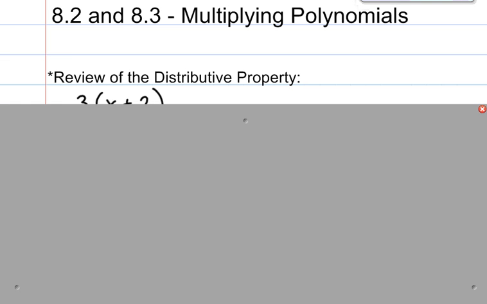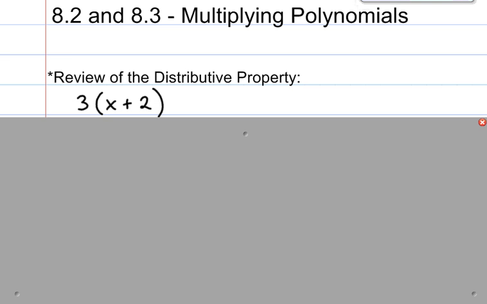When we multiply polynomials, I first want to review the distributive property. We've learned this before, so we've actually multiplied polynomials before. We're just going to look at it in more extent today. A lot of times you'll see parentheses, and you're going to distribute what you see in front of the parentheses. So here we have 3 times x plus 2.